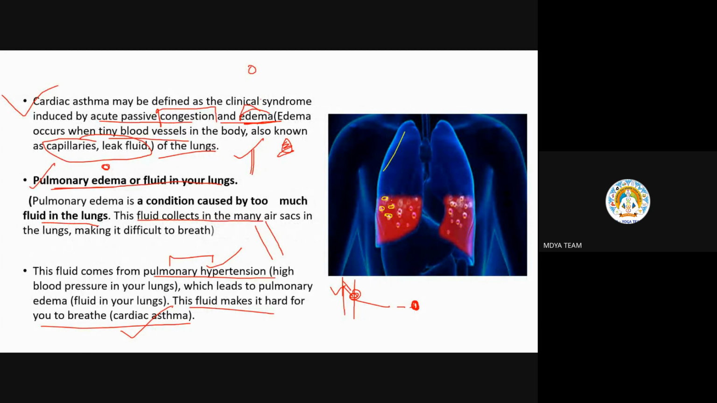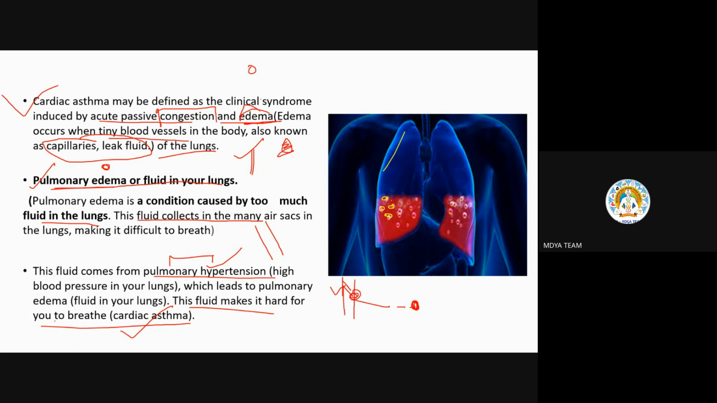So what happens in cardiac asthma? Some congestion or edema-like formation in the lungs. Okay, first point you can write like that: in cardiac asthma, congestion and edema formation in the lungs. Edema is leakage of the fluid. And what happens is that when this fluid gets collected in sac-like structures inside the lungs, the air-filled sacs are now filled with fluid, and it is difficult for us to breathe in or exhale out.